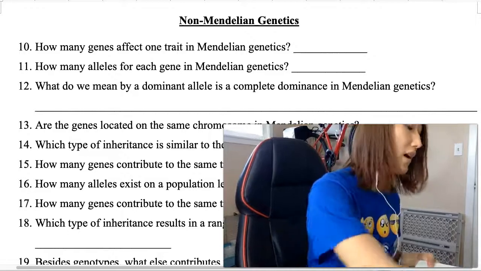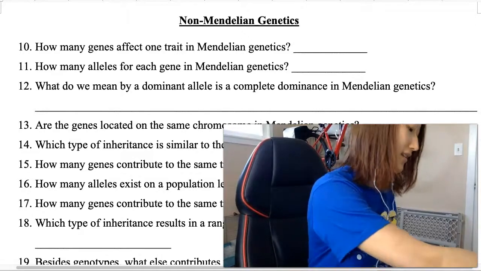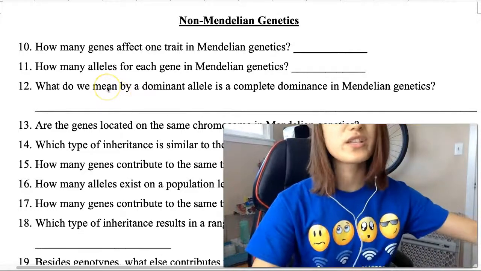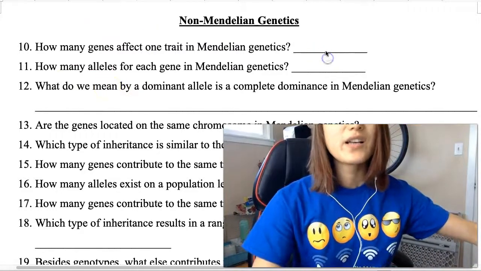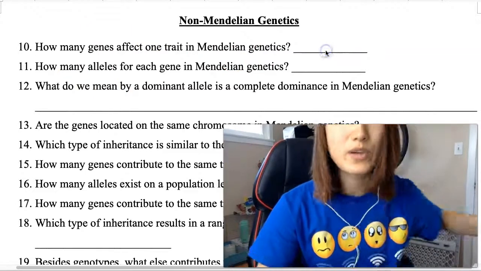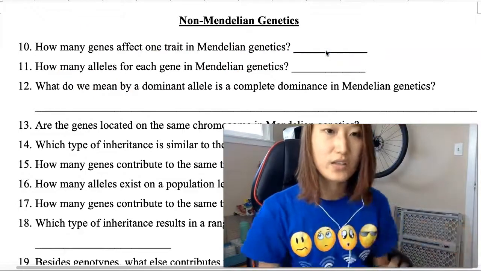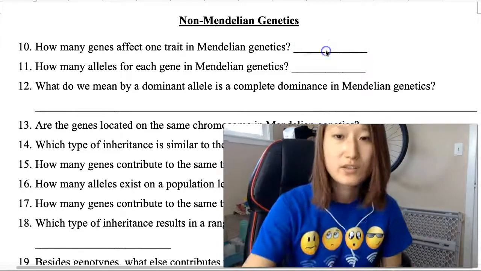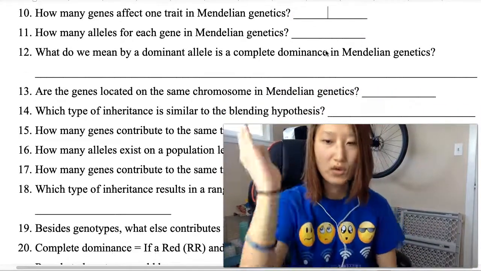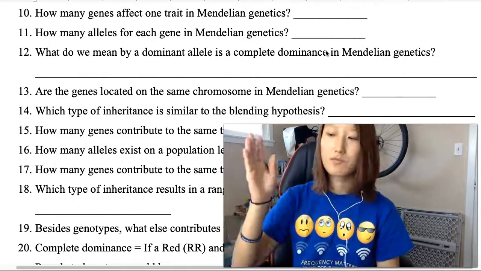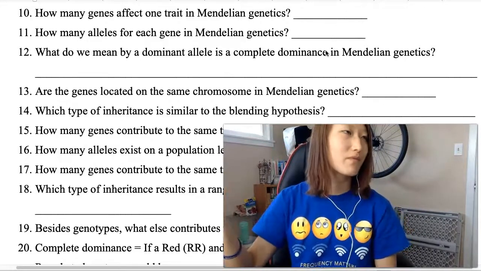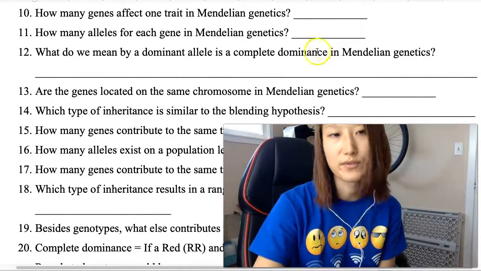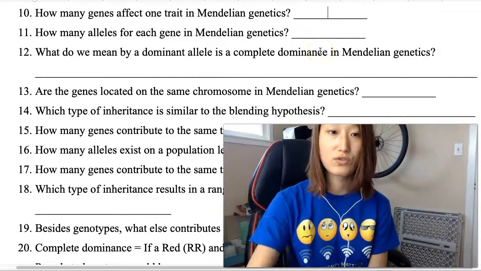So now we can move on to the easier stuff that is not as confusing. Starting with number 10, how many genes affect one trait? Well, normally we always have one gene, one trait. So one gene, okay? So you have one control up and down. You have an on or off button for one trait. You have red eye for fruit fly, or a white eye for a fruit fly, for example. It's just one gene controlling this one trait.